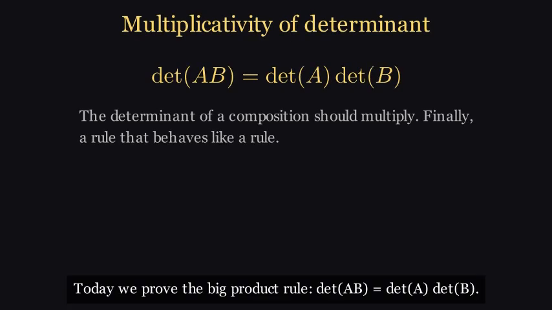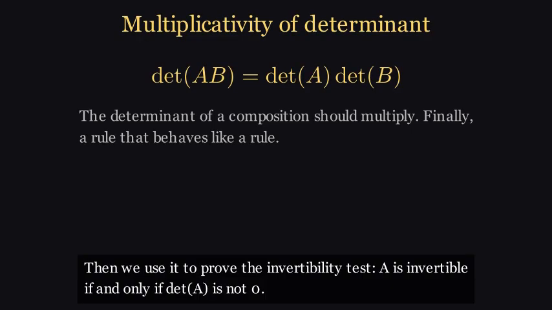Today we prove the big product rule. Determinant of AB equals determinant of A times determinant of B. Then we use it to prove the invertibility test. A is invertible if and only if determinant of A is not 0.